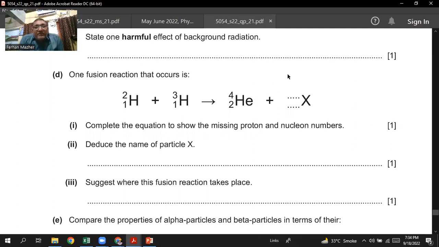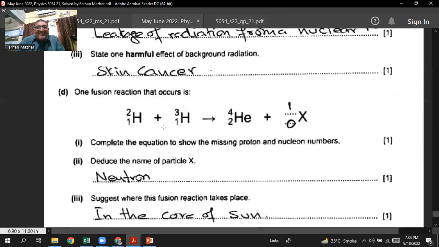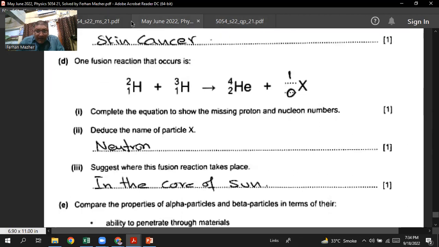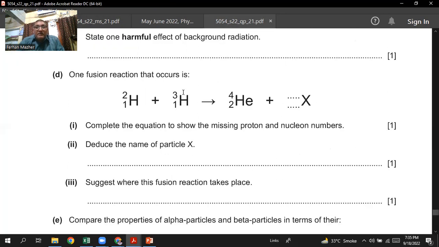The question is: complete the equation to show the missing proton and nucleon numbers. Deduce the name of the particle X. We have discussed both the parts. So here the mass number is 5, here the mass number is 4, so here the mass number will be 1. Here the proton number is 2, so here is 2, and so here will be 0. So the name of the particle will be neutron.